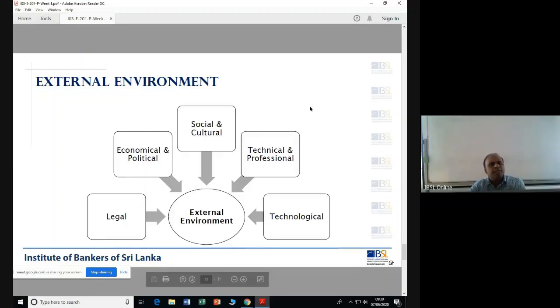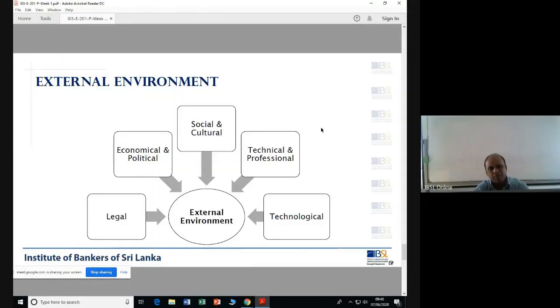When it comes to the external environment, as you know, we were talking about various other stakeholders of the business. Now, how can these different stakeholders be related to the external environment of the organization or the business? The first aspect is what we call the legal aspect. The legal aspect means where regulations come into the picture of a business. For example, the central bank comes into the picture as a regulator.